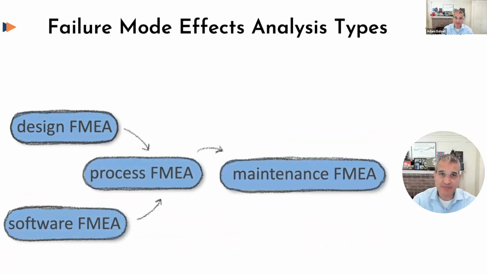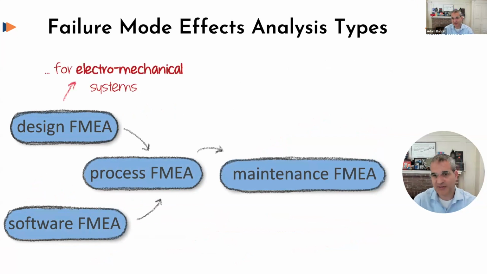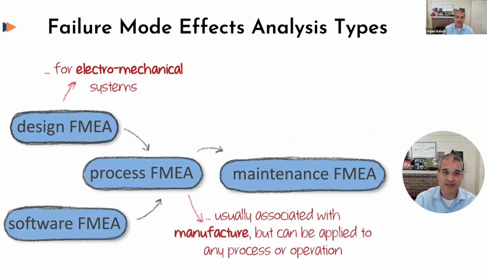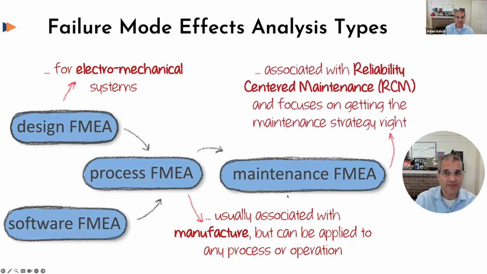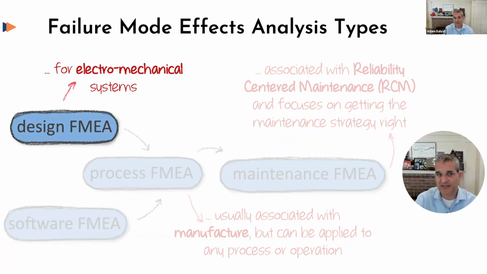So there's many different types of failure modes effects analysis. We have the design FMEA, which is typically for hardware, electromechanical systems. You have a process FMEA, PFMEA, which is associated to manufacturing, but can be applied to other processes or operations. You have maintenance FMEAs. This is focusing on getting the strategy right for the maintenance program for a product. And we have software FMEAs. But design FMEA is what we're going to focus on in this webinar and what the book is about.